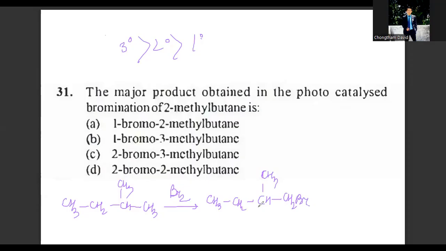And the major product will be CH3, CH3, Br, CH3. This is 2-bromo-2-methylbutane. This is the major product. 2-bromo-2-methylbutane will be option D. I hope it's clear. Let's see question number 32.